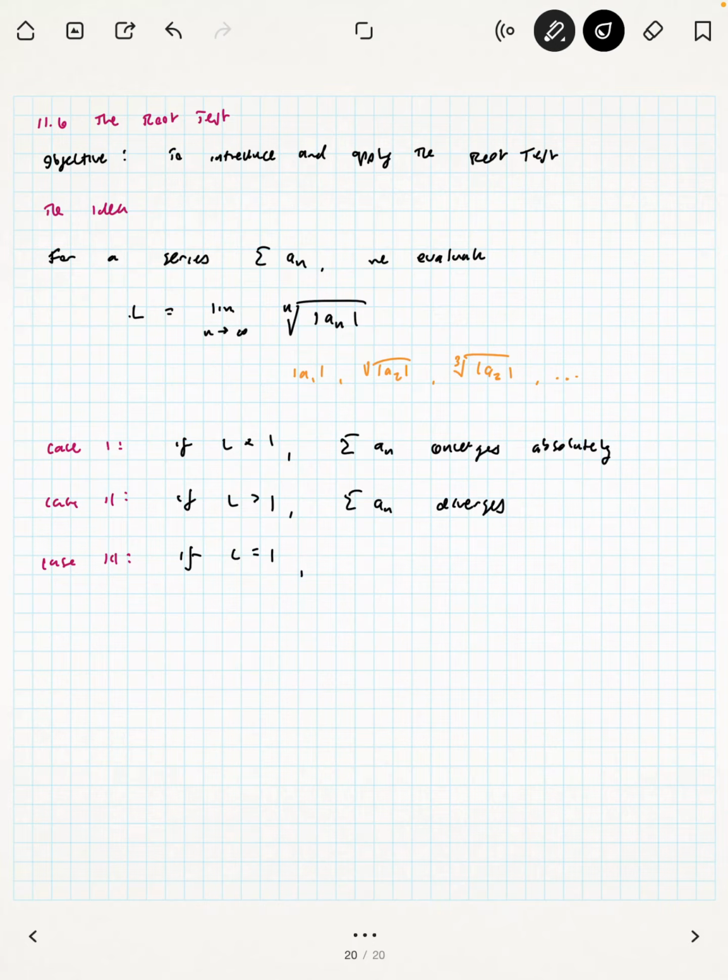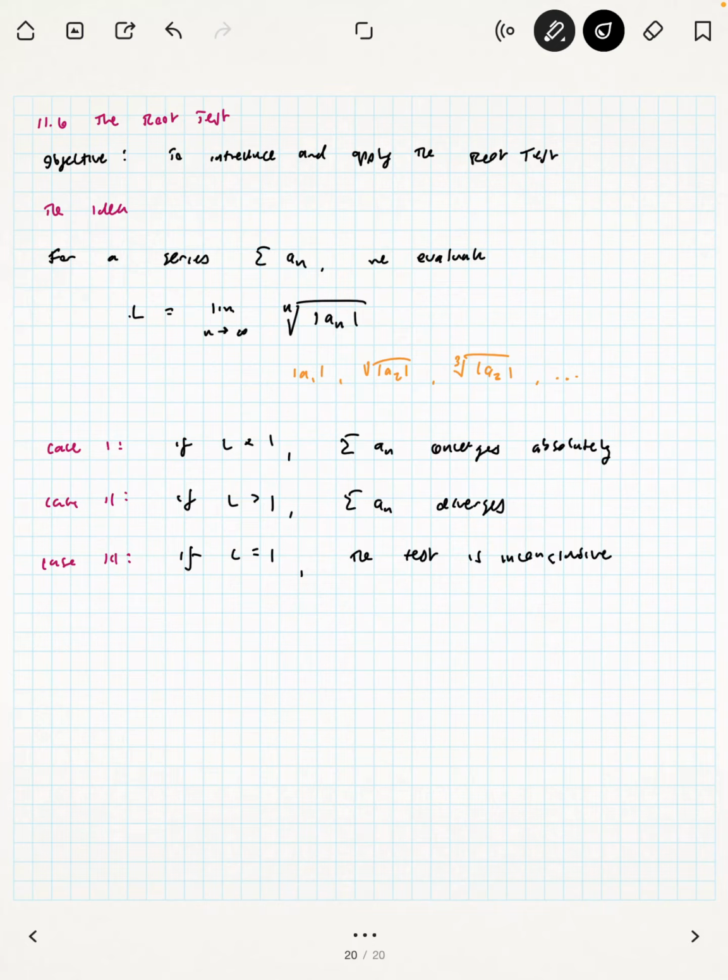Case 3, if the limit is equal to 1, so this L is equal to 1, the test is inconclusive. It is inconclusive in the same cases as with the ratio test. So if the ratio test gives you L equals 1, don't try the root test. Vice versa. If the root test gives you L equals 1, don't try the ratio test. Use a different test.